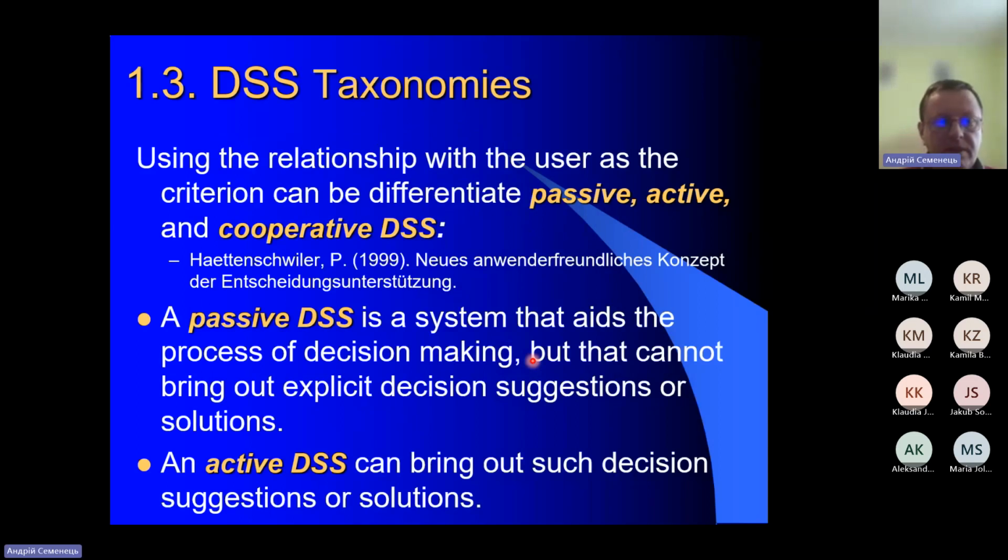Okay, let's continue with classification and consider more detailed DSS taxonomies. By relationship with the user, DSS can be differentiated into passive, active, and cooperative. Obviously, passive just provides some aids and recommendations, and active can bring out a decision, suggestion, or solution.